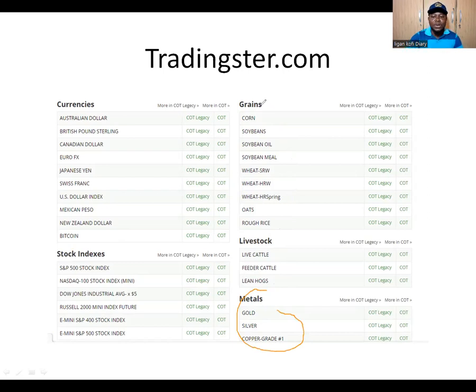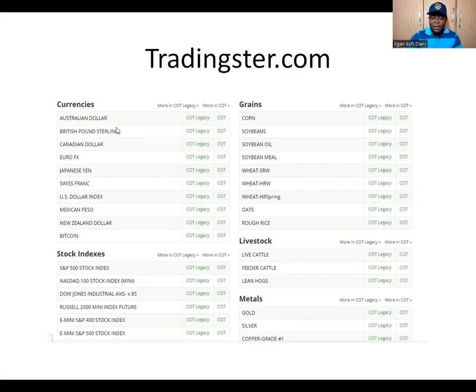So when you come to tradingstar.com, if you need the Australian dollar, you click on the COT legacy. All the reports here, if you need the report, you click on COT legacy, and then the report will pop up or it will show. All right. Now, like I just said, apart from the report here, this website, tradingstar.com, has other features that are also very, very important.